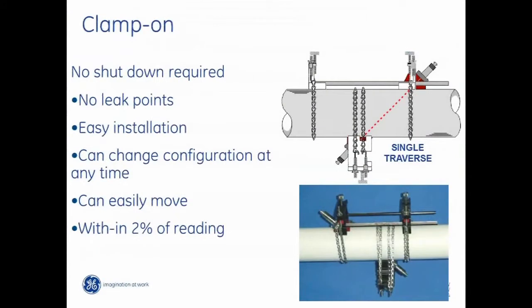Okay, and obviously in clamp-on there is no shutdown required. There's no leak points to worry about because there's no flanges or anything else to deal with. The installation is obviously much easier. You can change the configuration anytime. You can move it if you need to use the clamp-on meter someplace else in an emergency. It's easily removed and put someplace else.